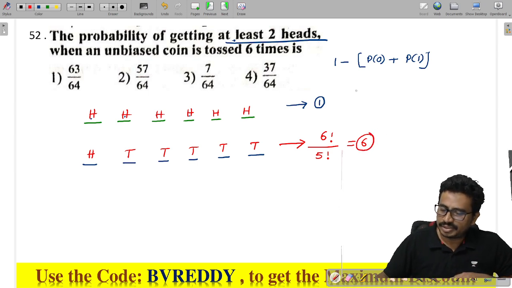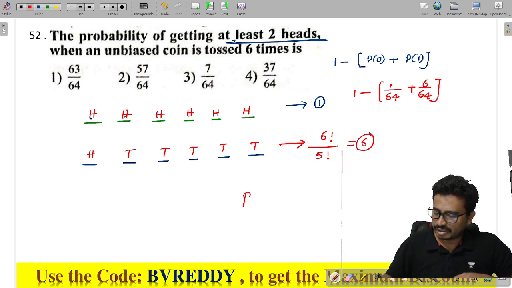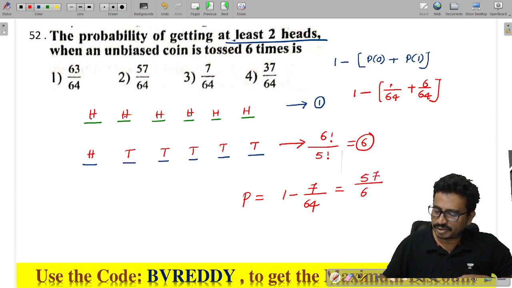Now you can tell me totally how many ways. So in that case, that is 1 minus 1 by 64 plus 6 by 64. So that means the probability is 1 minus 7 by 64, which is nothing but 57 by 64.